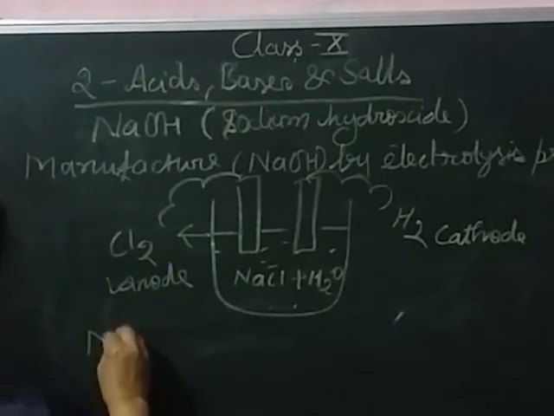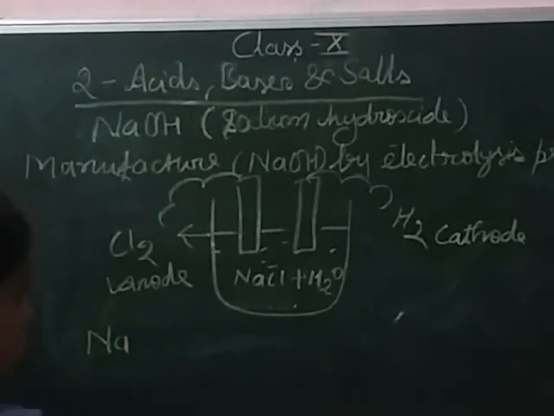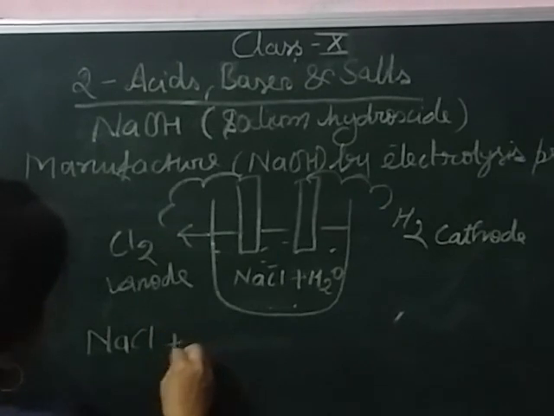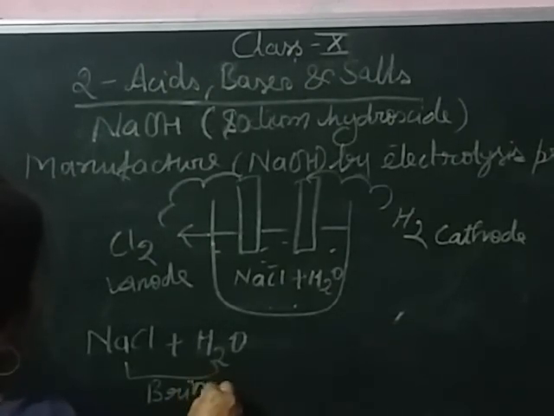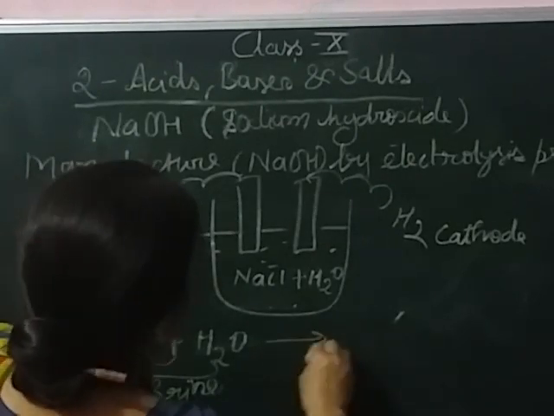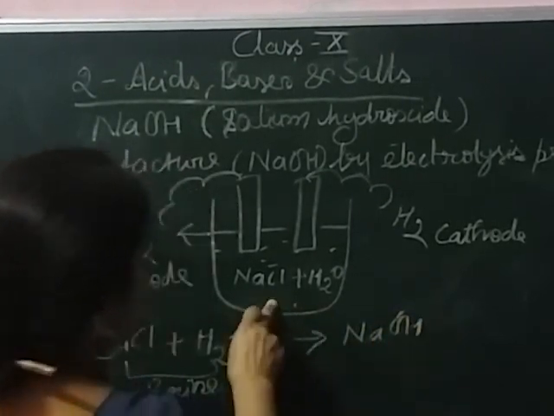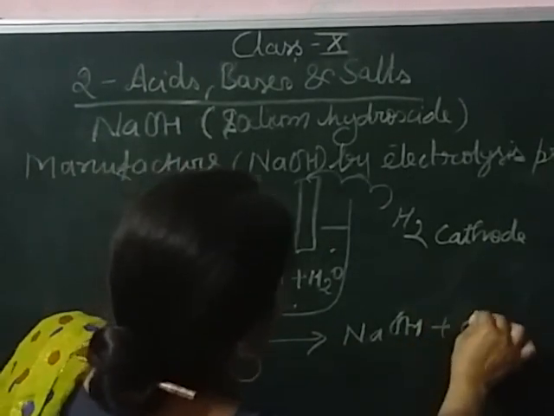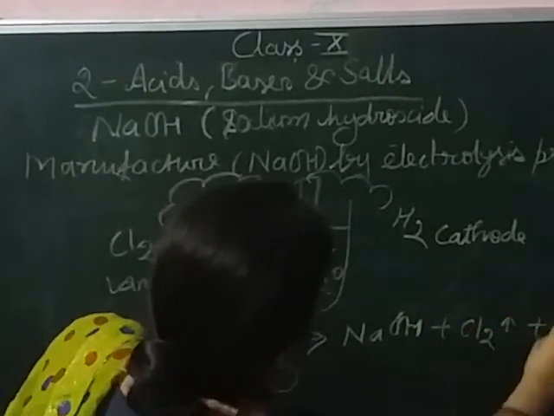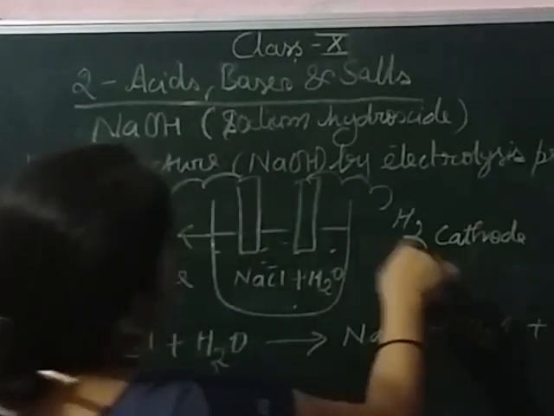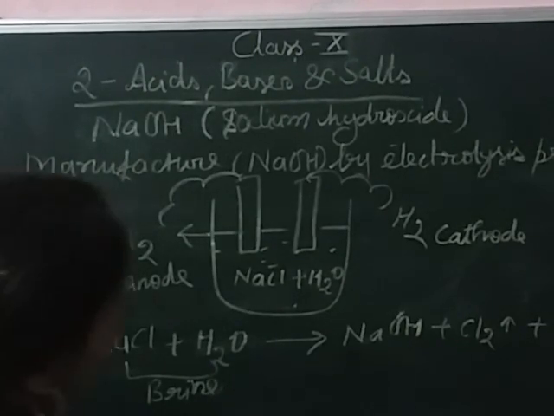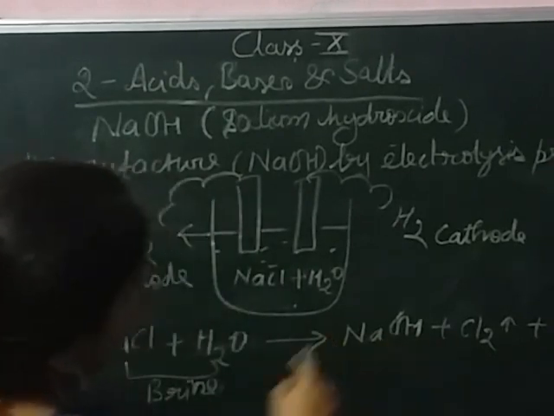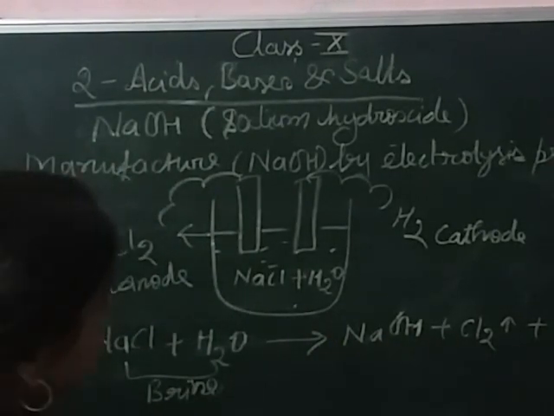The overall reaction that takes place in this electrolysis process: NaCl, commonly known as brine, the aqueous solution of salt, forms NaOH which is present in the solution, and releases chlorine gas and hydrogen gas. Hydrogen is released at the cathode and chlorine gas is released at the anode. Because of the release of chlorine and the formation of alkali, this reaction is special.